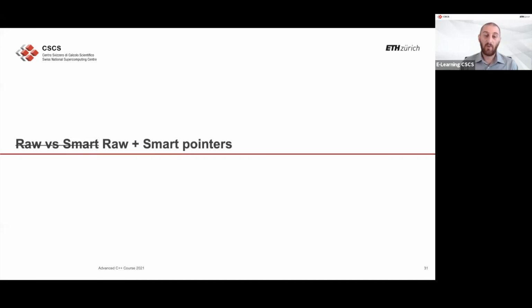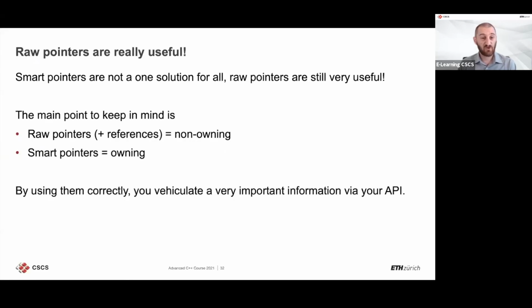It is raw plus smart pointers. When you write code, you don't have to think, "if I'm starting using smart pointers, I will always use smart pointers," because smart pointers are not one solution for all, because raw pointers are still very useful. And the main point to keep in mind when you write code is, if I want to express ownership, with raw pointers you're expressing that you don't want to deal with the ownership, and we will see an example quickly.